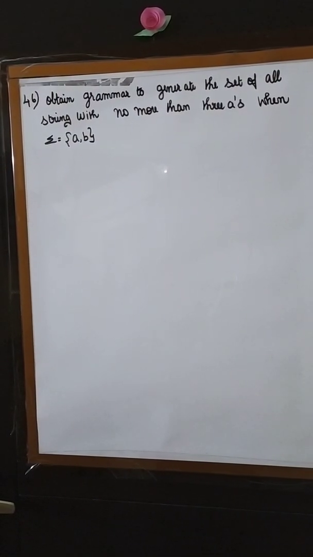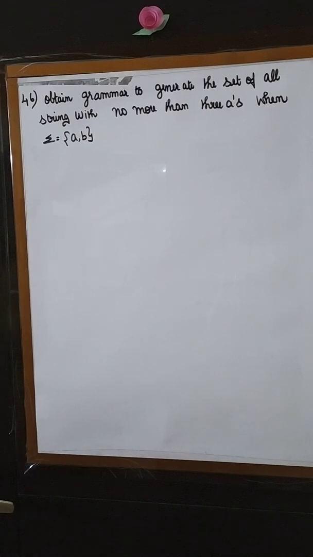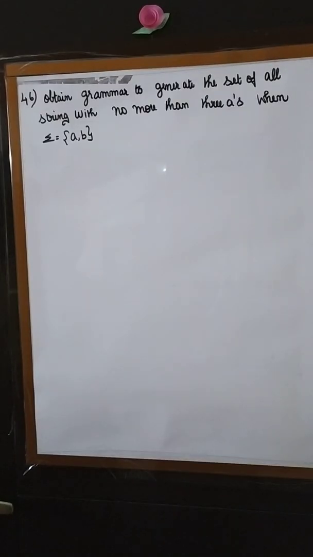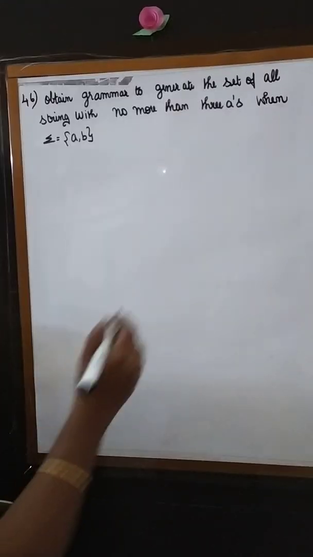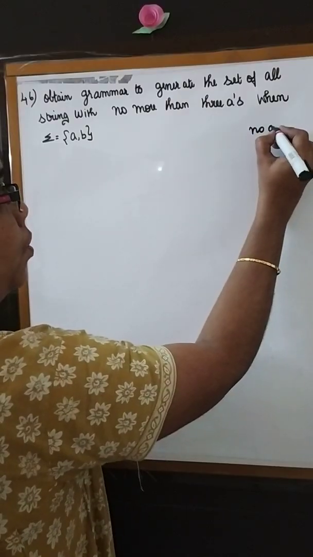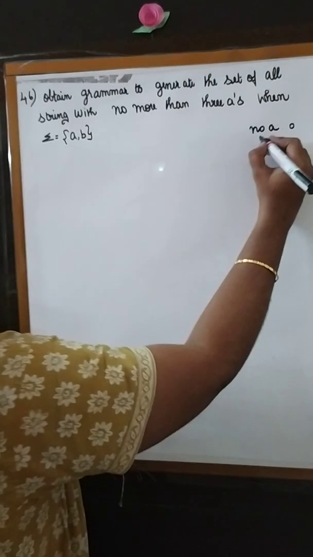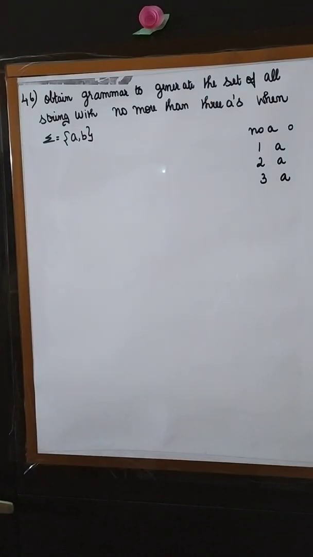We have to obtain a grammar in order to generate the set of all strings with no more than 3 A's. The input symbols are A and B. What they told you is that you cannot have more than 3 A's. That means you can have no A at all, that is 0 A's. You can have 1 A, you can have 2 A's, and then you can have 3 A's. But you cannot have more than that.